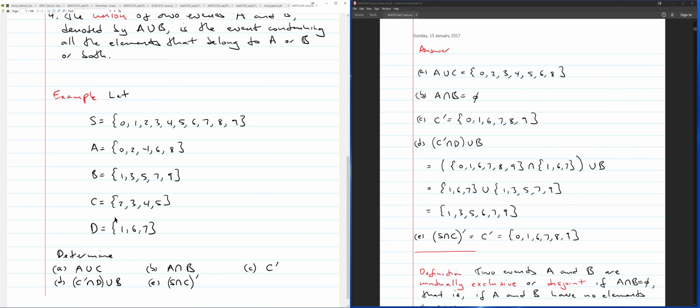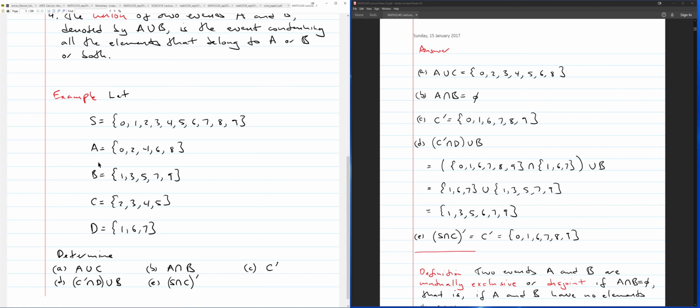So A union C consists of all elements that belong to either A or C. So you want to notice that I have 0, 2, 4, 6, and 8. I also have the 2 and 4 over here. And so to get A union C, I'm not going to repeat the 2 and the 4. I'd have 0, 2, 4, 6, and 8, and then the 3 and the 5 as well, which is this over here.